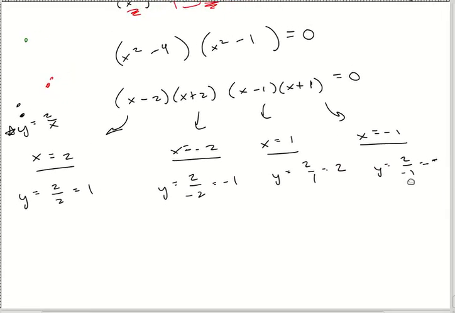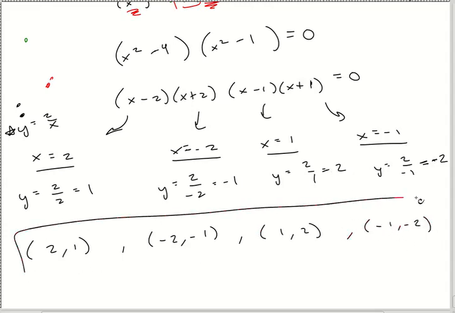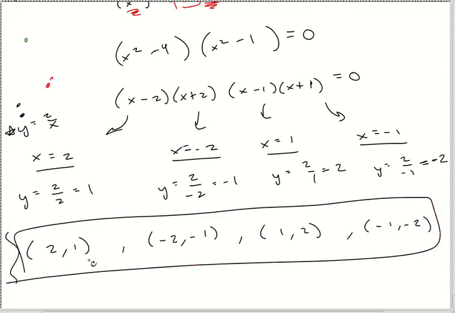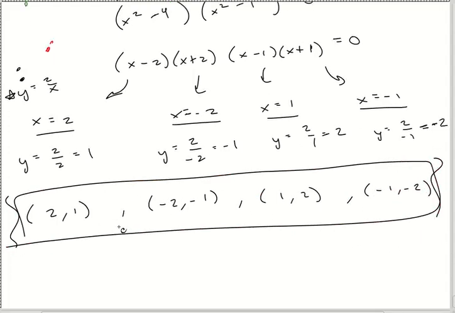Give me a little bit more room. There we go. So my points: (2, 1), (-2, -1), (1, 2), and that's an equal sign there, (-1, -2). Whew, man. That was big. Here, put some curlies on it and make it look pretty.